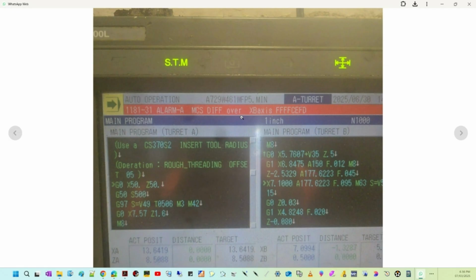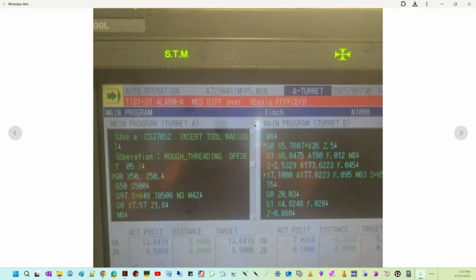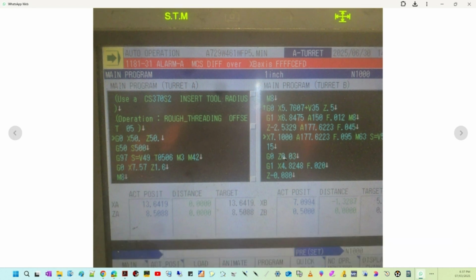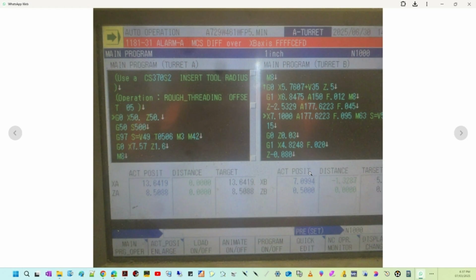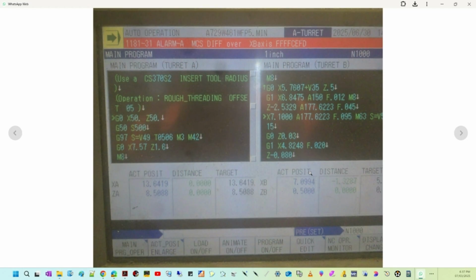So the big question for you listening is, what does this intense troubleshooting process really tell us about the hidden complexities inside these machines we depend on every day? And like you said, how does a supposed fix sometimes just open up a whole new can of worms? The cryptic alarm, MCS DIFF over XBaxis.